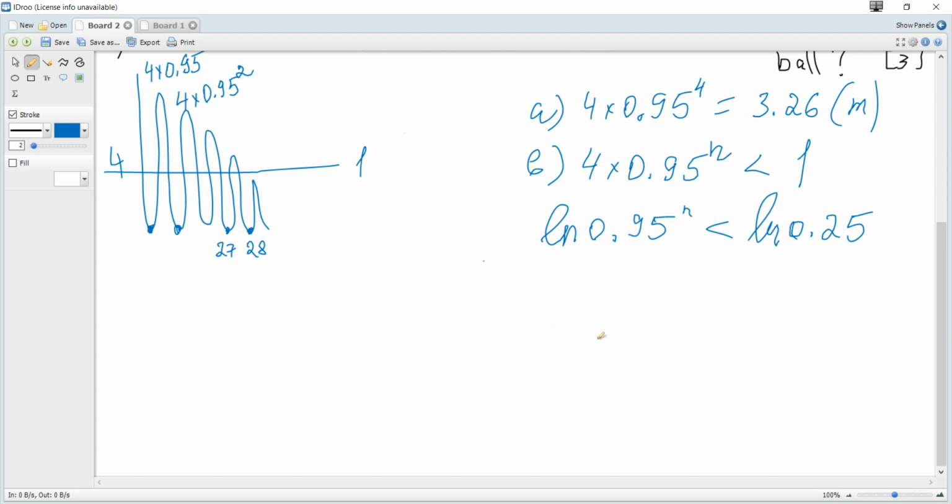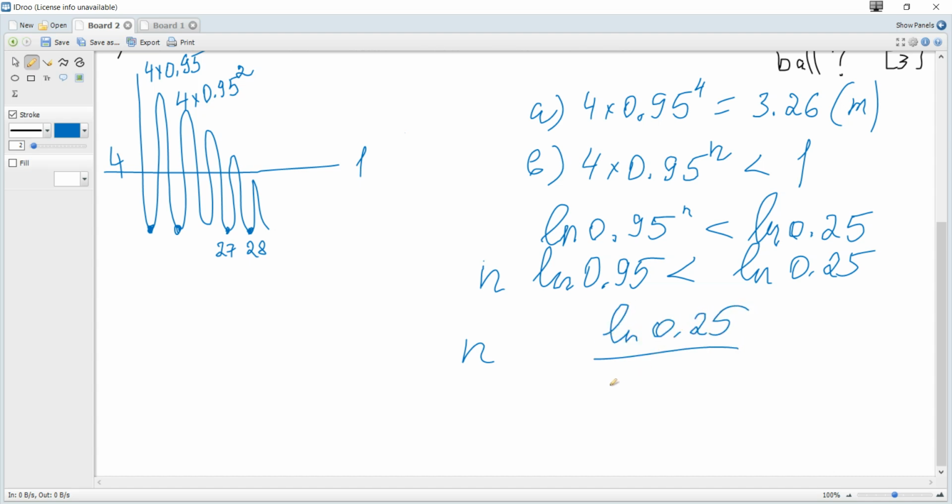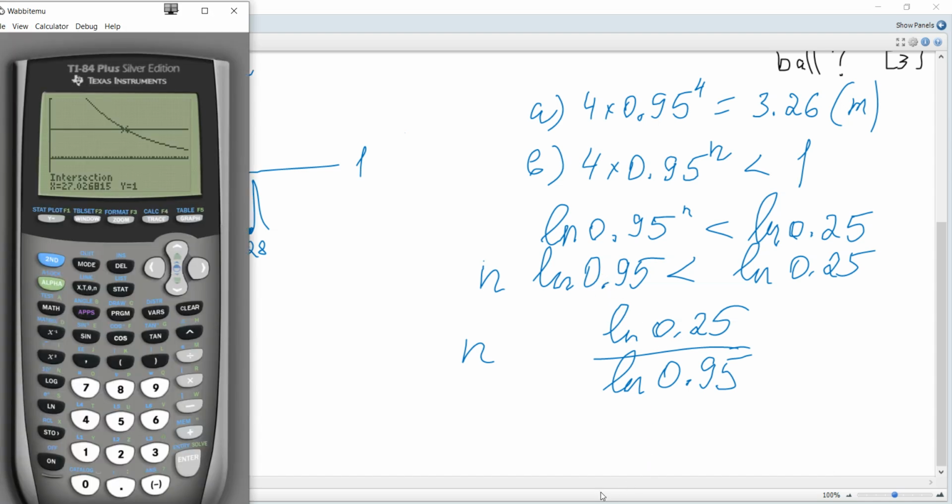It becomes n times ln of 0.95 is less than ln of 0.25. Then dividing both sides by ln of 0.95, but notice that ln of 0.95 is negative. Let's check ln of 0.95.